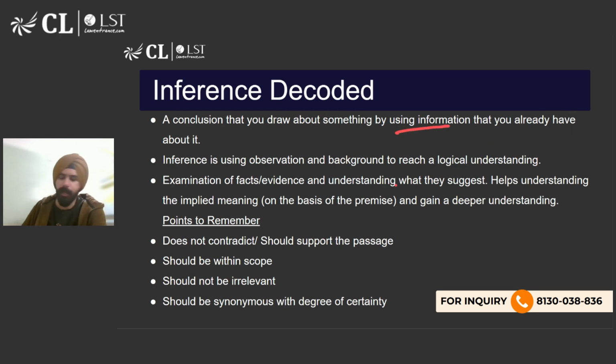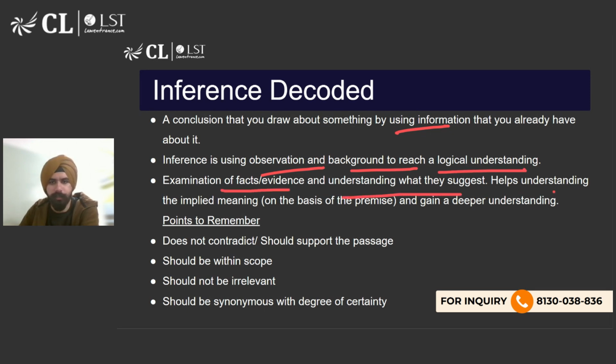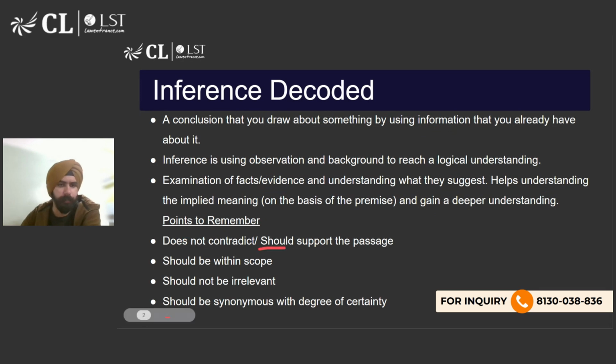So, a conclusion that you draw just by using the information that you already have is called an inference. And it's using the observation and background and based on a logical understanding, examination of facts, and understanding what they suggest. And it helps us understand the implied meaning and gain a deeper understanding of what the author is trying to say. Now, some important points to keep in mind while solving questions on conclusions as well as inferences, that it should support the passage, it should not contradict the passage or the text given by the author.